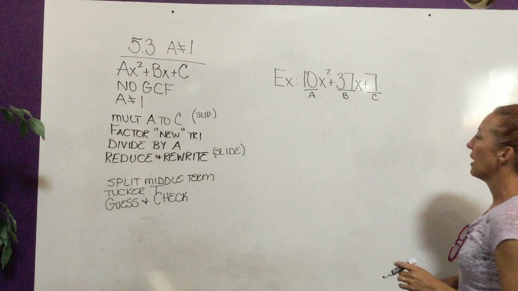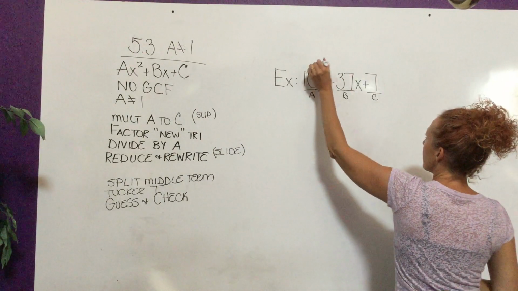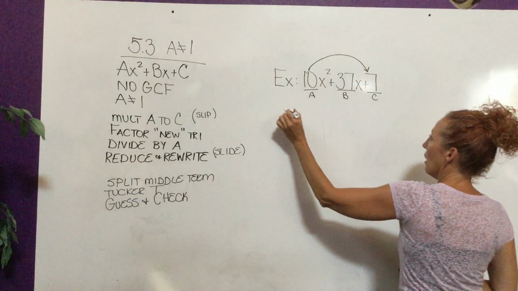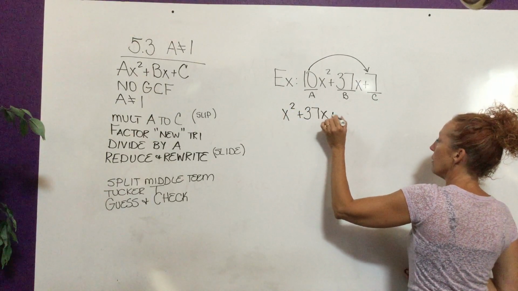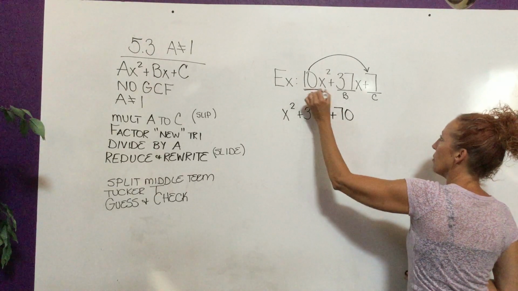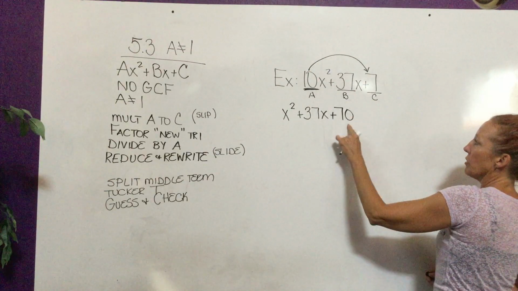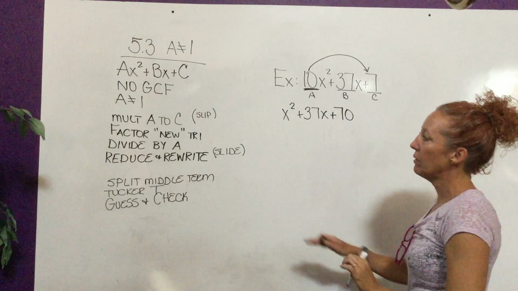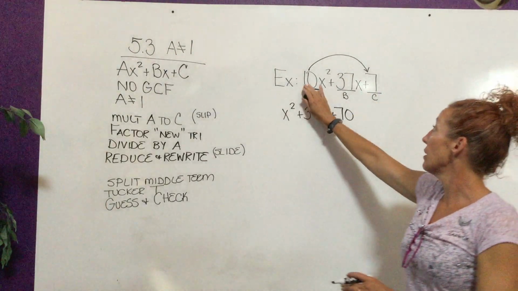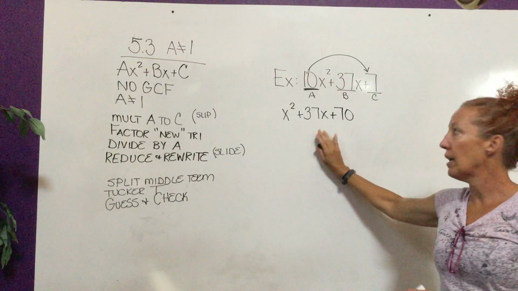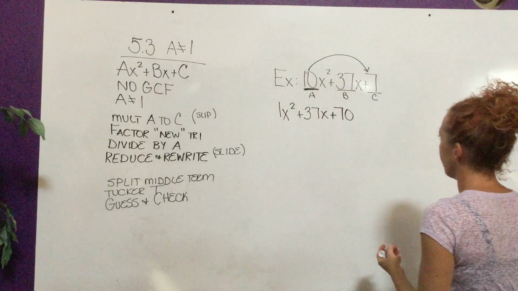Step 1 says multiply the A to the C. We're going to slip it to the back. So we're going to multiply right there, and we're going to write down x squared plus 37x plus 70. So we're going to move this 10, the A, to the back and multiply it. Step 2 says factor the new trinomial. The reason why we do this step is so that this has a 1 in front of it, and now it's a little bit more simple to factor.